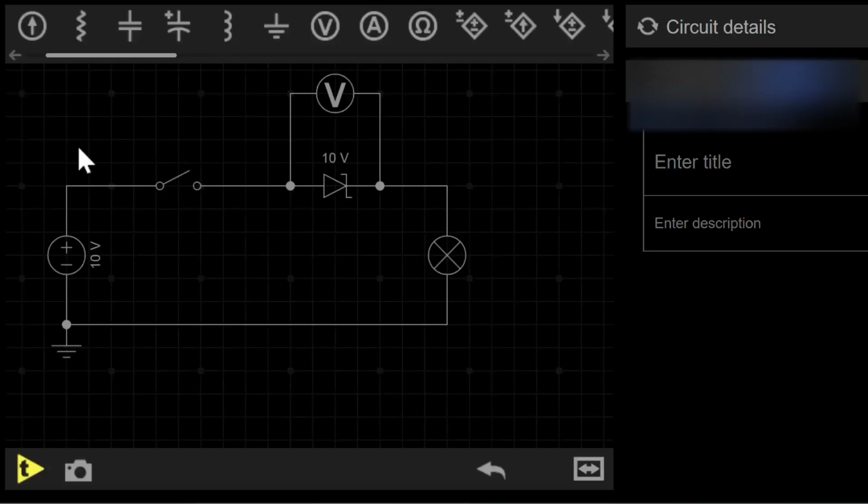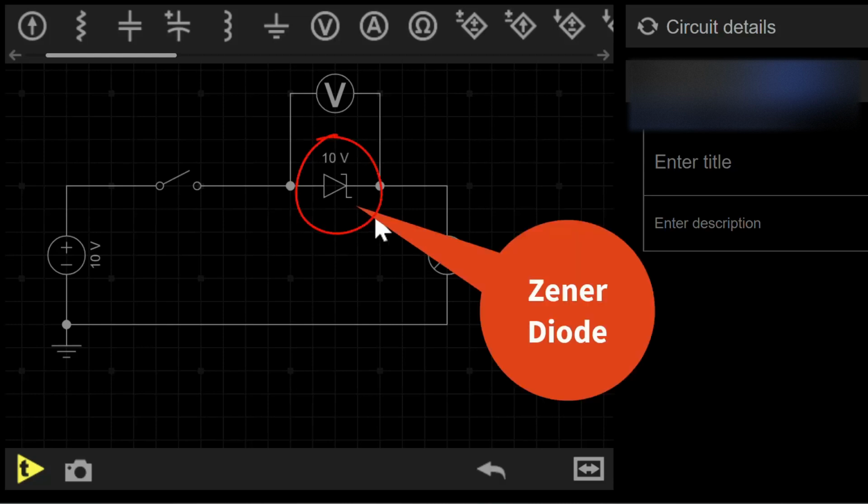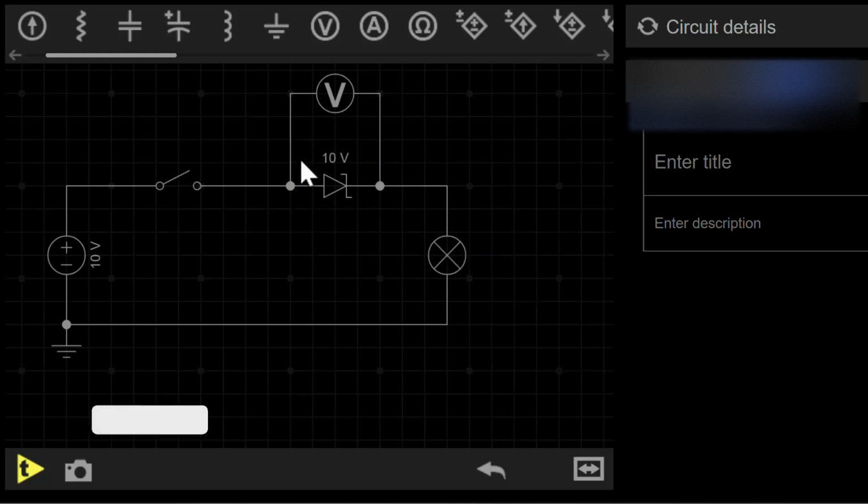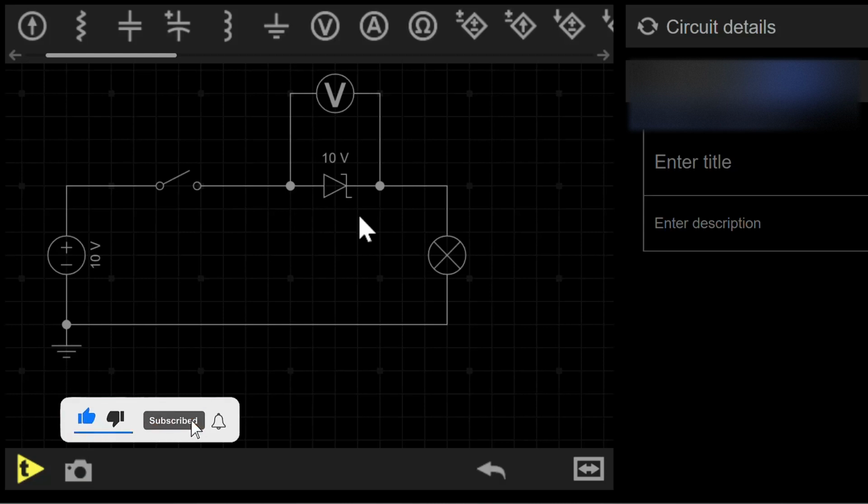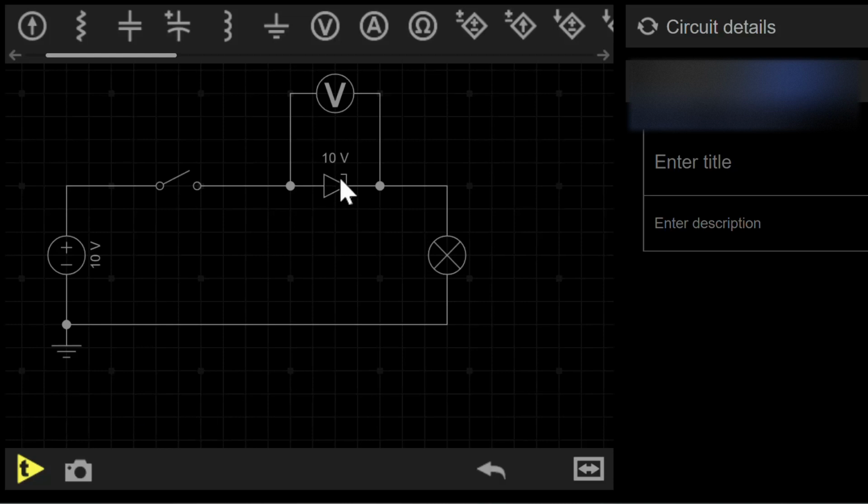Hello, today I am going to discuss with you the basic introduction of the Zener diode. What is a Zener diode? If you look at the symbol of this Zener diode as shown here, you will notice that the symbol is not much different from the standard normal diode. The only difference is the small horizontal line located here and here.